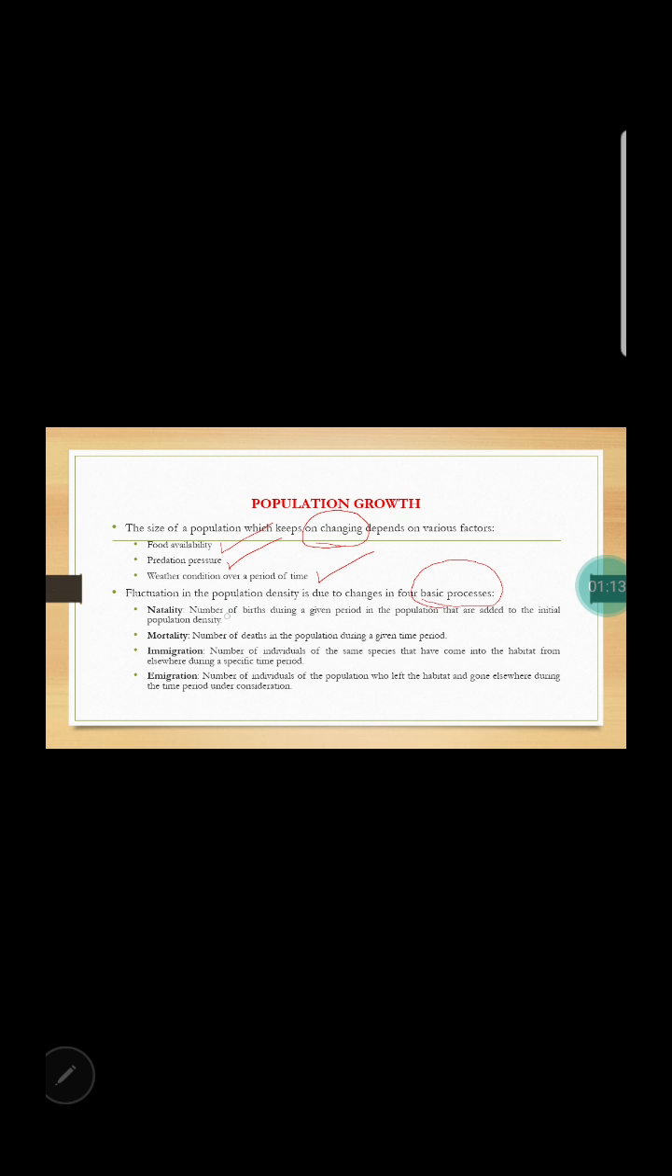Mainly the fluctuation in the density of a population is due to four basic processes. One is natality, that is the number of births during a given period of time. Mortality, the number of deaths. Immigration, that is the number of individuals that come into a habitat from somewhere else during a specific time period. And emigration is the number of individuals which have left that habitat and gone elsewhere during a particular time period.